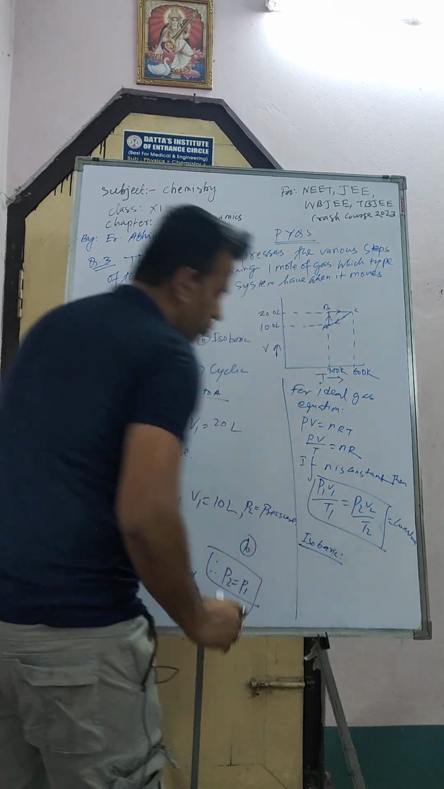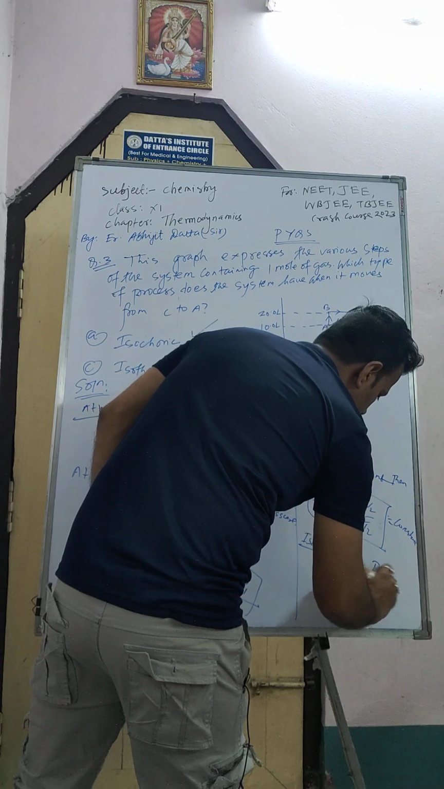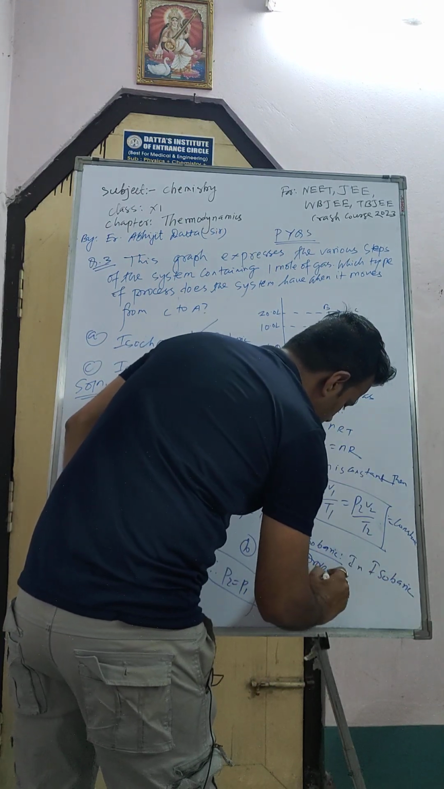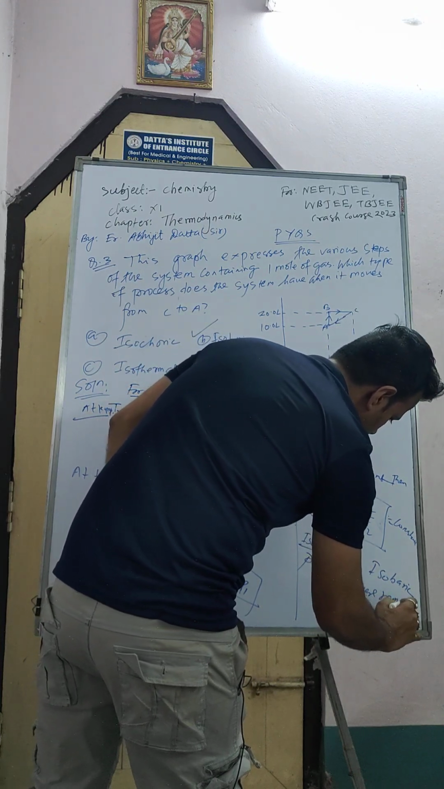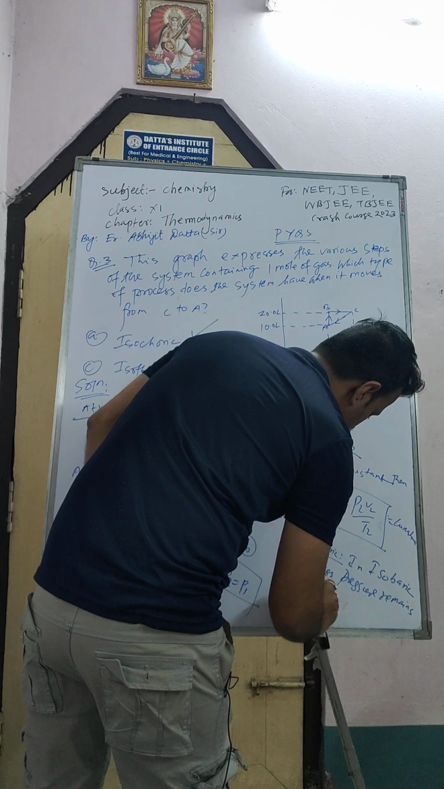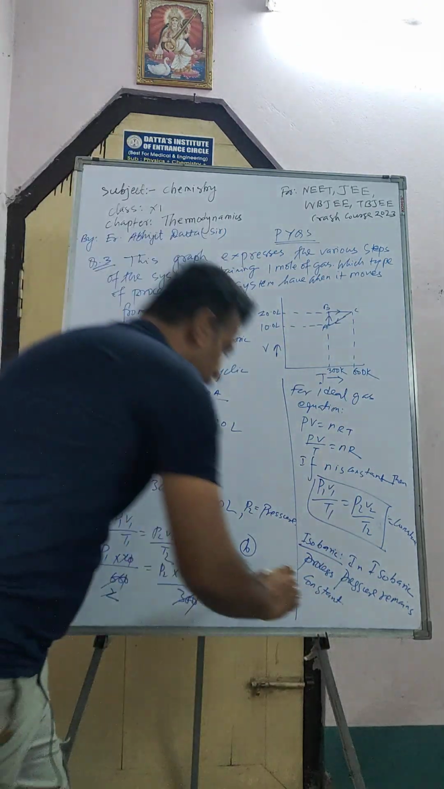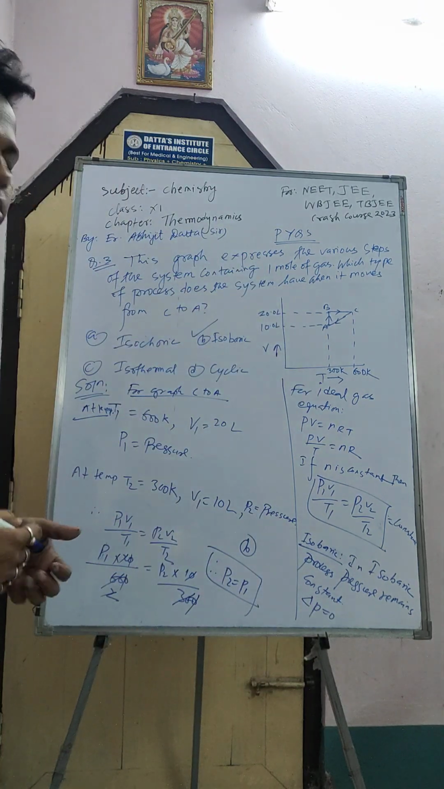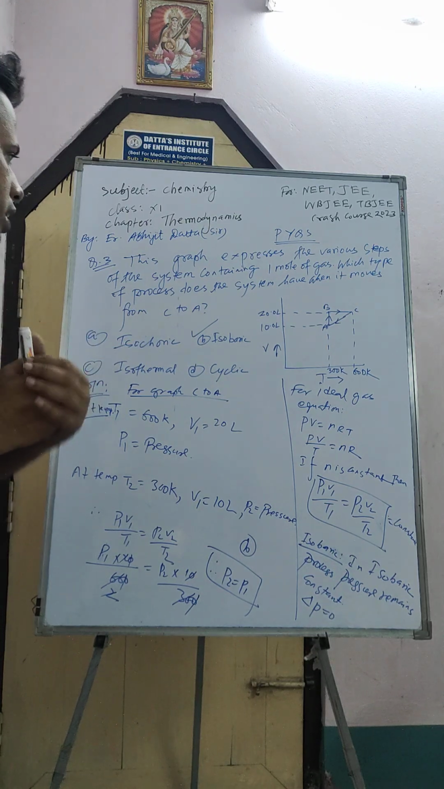So in isobaric process, pressure remains constant. Okay, that is del P is 0. So we have to know in isobaric process pressure remains constant, that is del P is 0. So let me explain again.